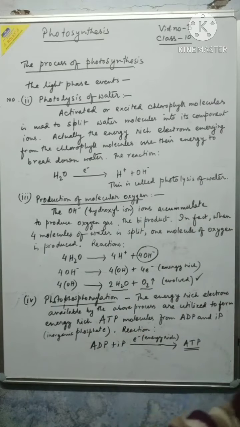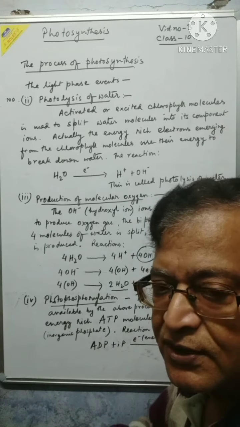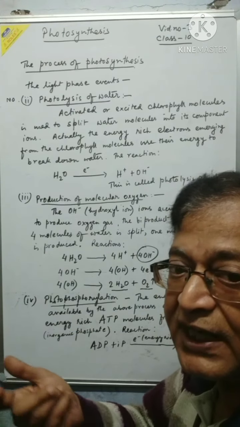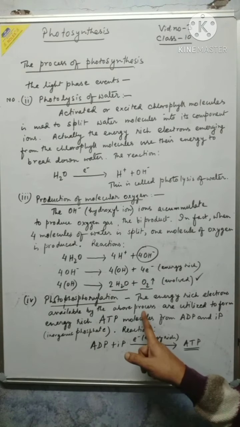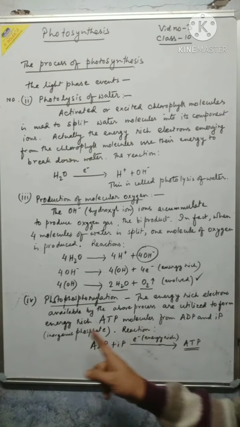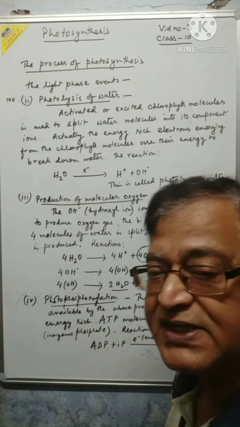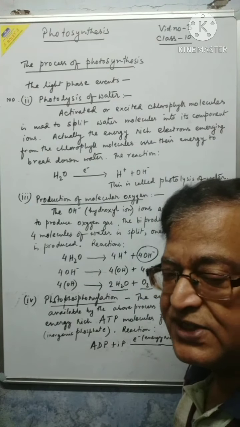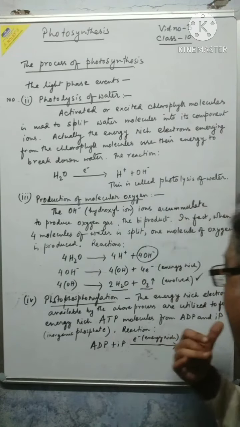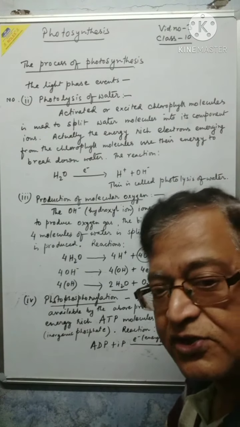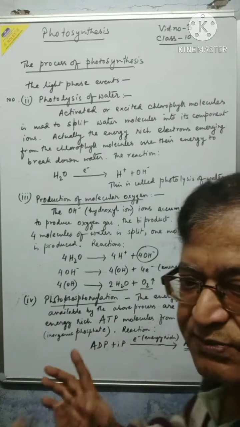Photophosphorylation. What is this? It is actually the energy-rich electrons. The energy is once again used to produce ATP molecules from ADP and IP. The energy-rich electrons available from the above process are utilized to form energy-rich ATP molecules from ADP and IP. ADP means adenosine diphosphate, which does not have energy. It is already present in the cells. And IP means inorganic phosphate. It is also already present there, but there is no connection between the two.